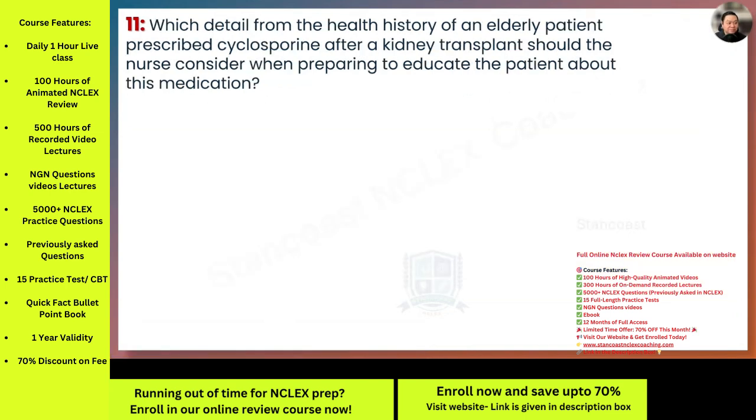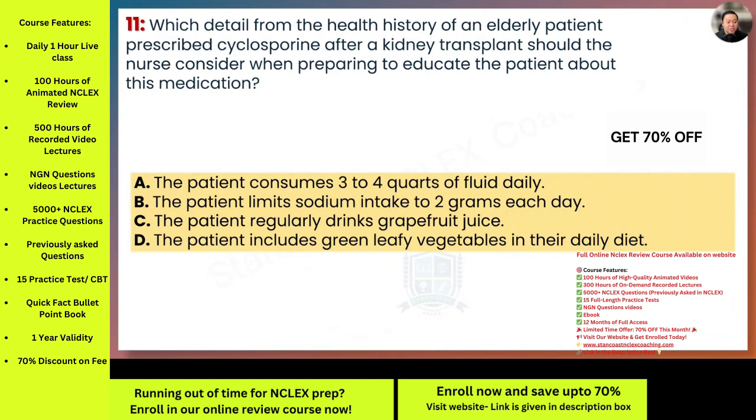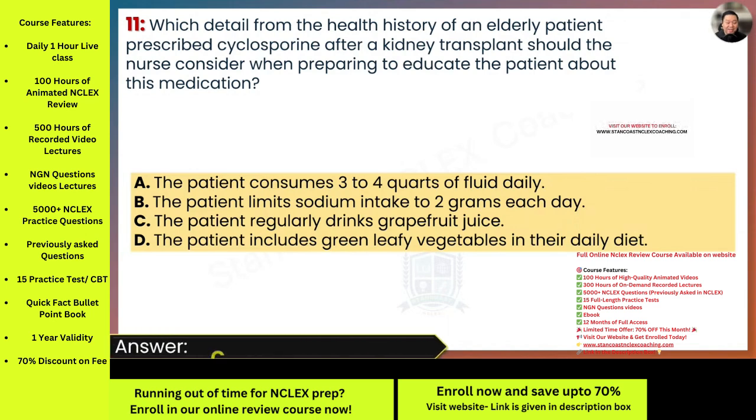Let's have number 11. Which detail from the health history of an elderly patient prescribed cyclosporine after a kidney transplant should the nurse consider when preparing to educate the patient about this medication? Options: A, the patient consumes 3 to 4 quarts of fluid per day. B, the patient limits sodium intake to 2 grams each day. C, the patient regularly drinks grapefruit juice. D, the patient includes green leafy vegetables in their daily diet. The answer here is letter C.